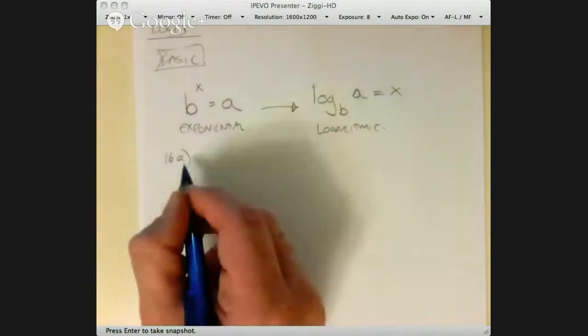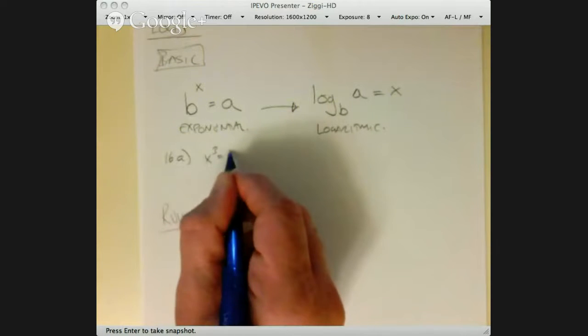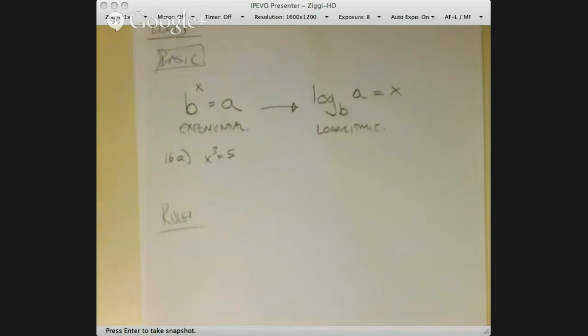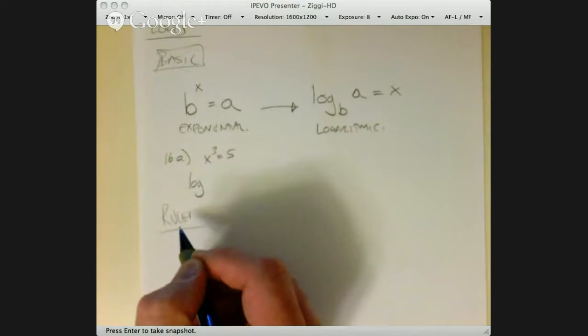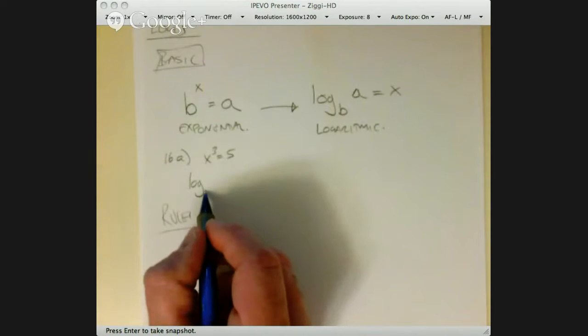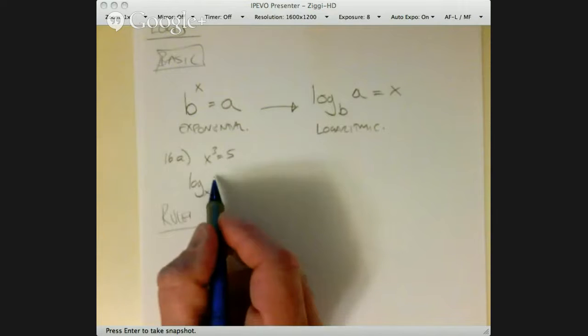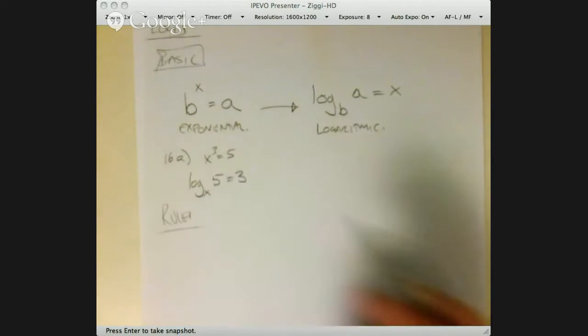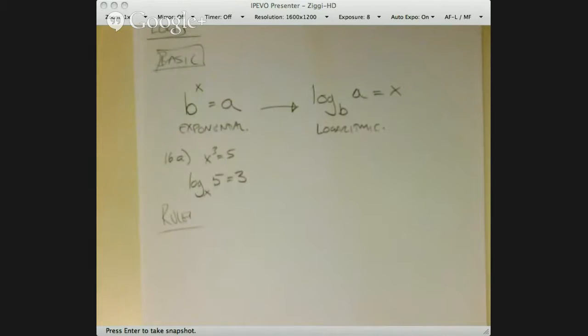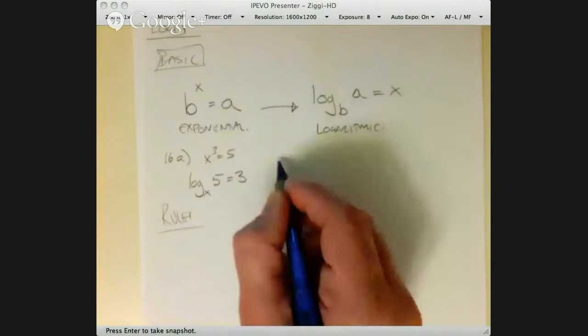So if I've got x to the 3 power is equal to 5, and I'm going to write that in logarithmic form. So I've got log. The base is what goes down here, so that's going to be x. The answer, which is our 5, goes there. And the exponent, that is equal to 3. There's our deal.